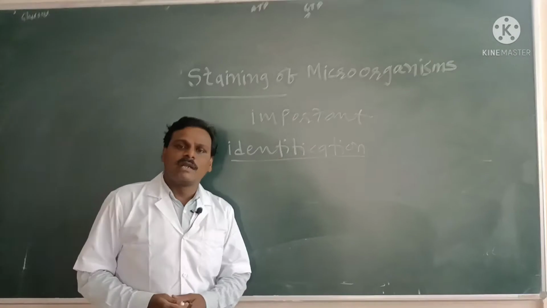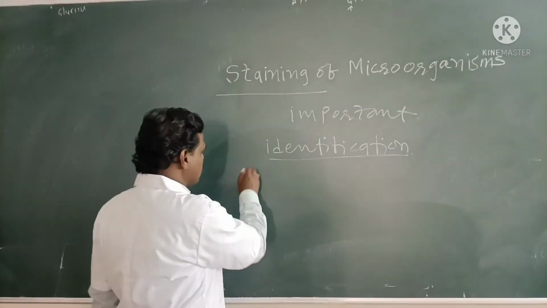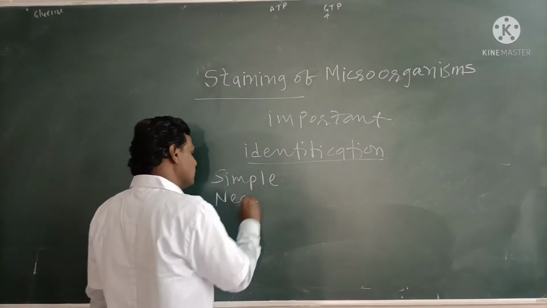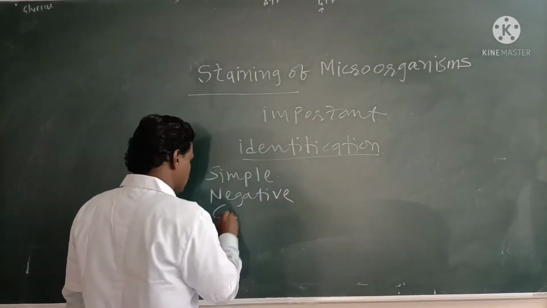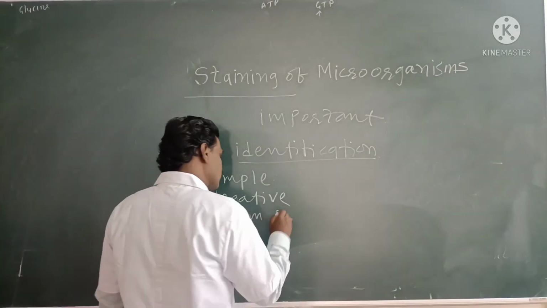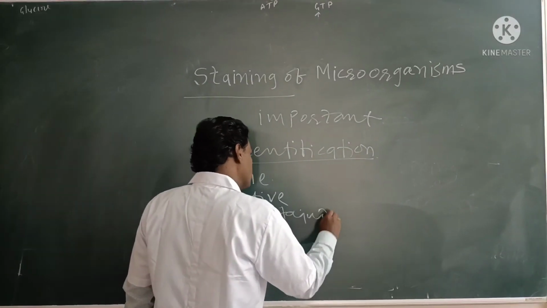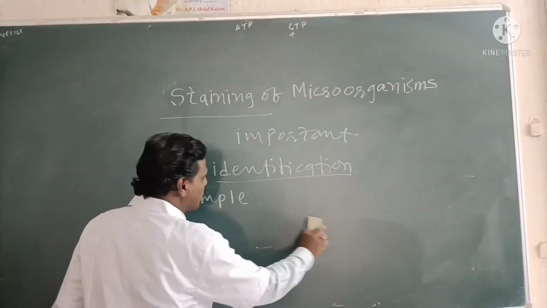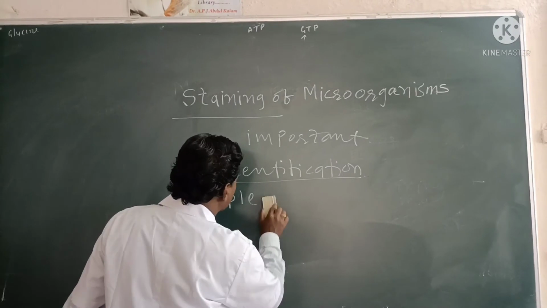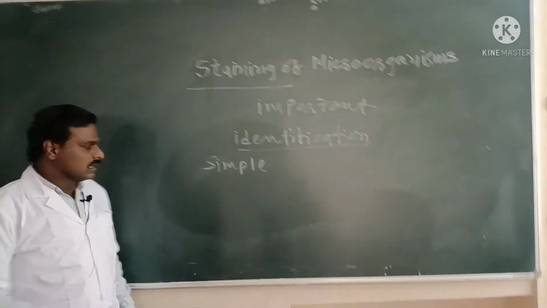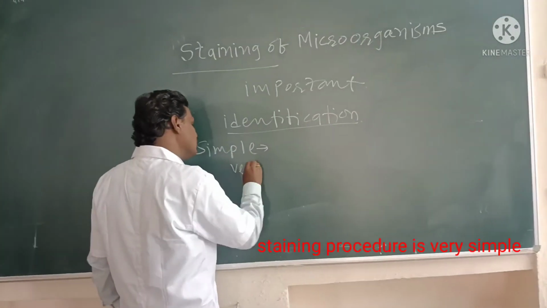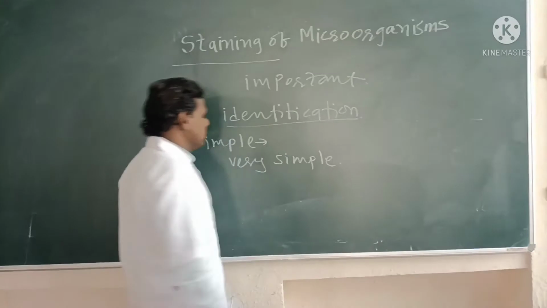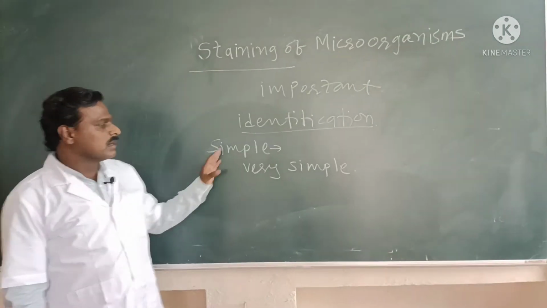In microbiology, there are different staining methods, including simple staining, negative staining and gram staining. All these staining techniques we are going to study one by one. First of all, the simple staining technique. The name indicates that the staining procedure is very simple and very easy to perform, and that's why it is called simple staining.